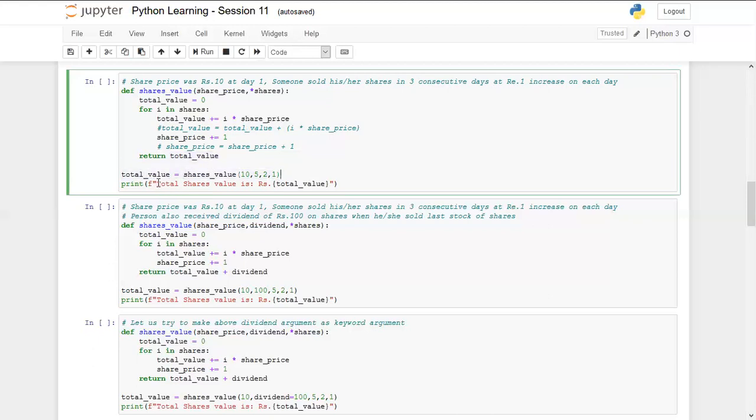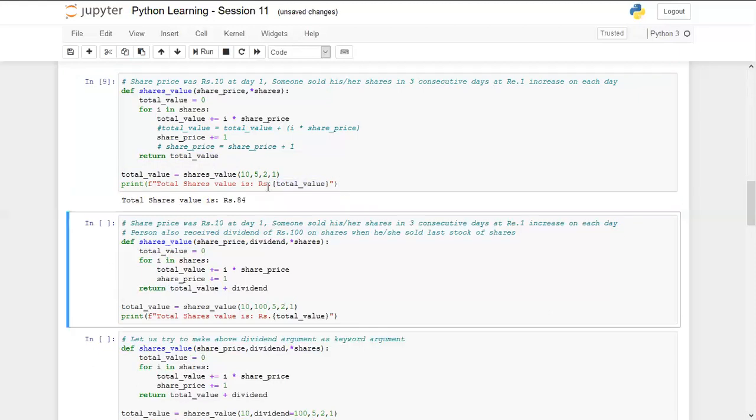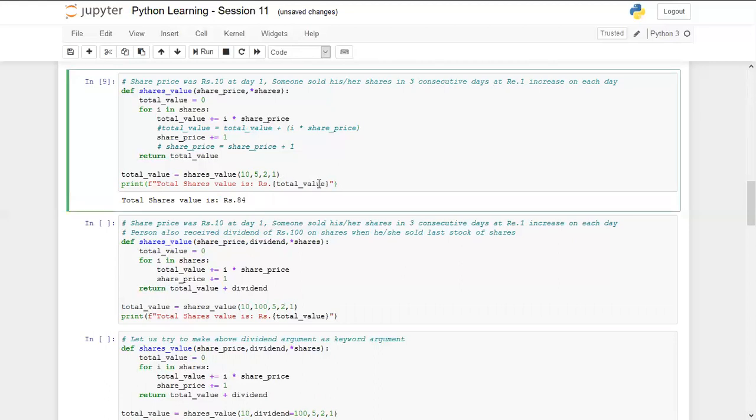And finally, we are printing the total shares value in rupees, using the total value with an f-string. Let's run the function and check the answer. So indeed, we are getting rupees 84 as the answer. We can also try to change the values, and we can increase them too. It totally depends on the person. Suppose they are selling 9 shares on the last day. So the total shares they had were 19 plus 7, which is 26.